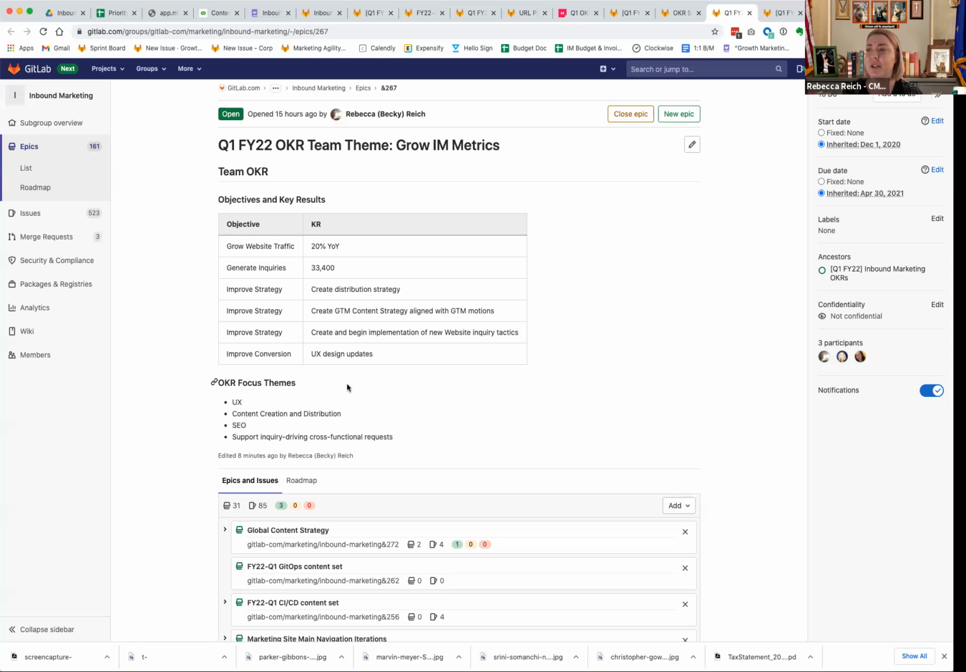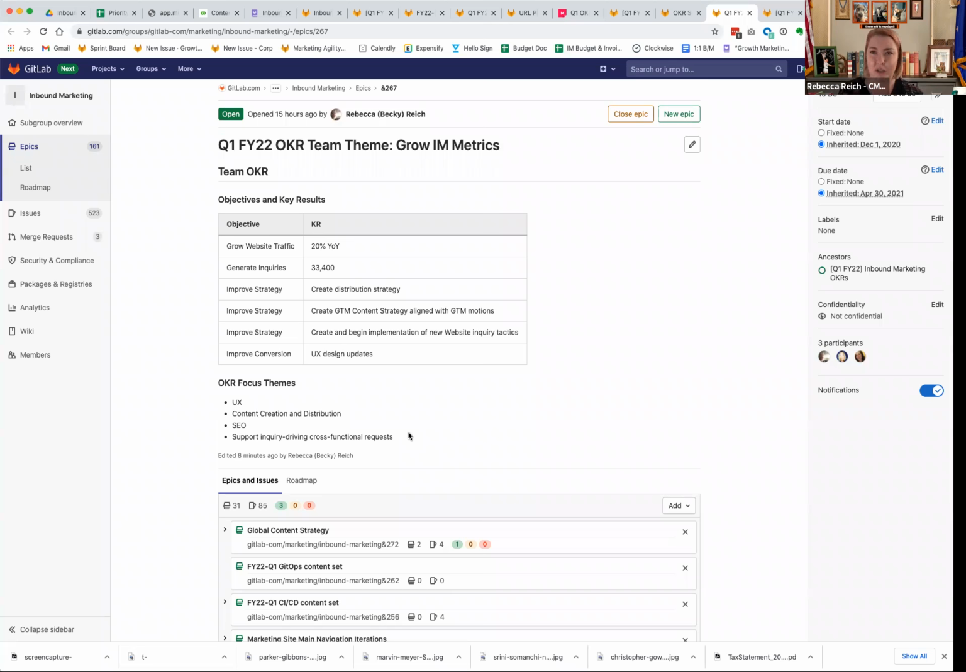Everything under here is another OKR, but they are nestled under one epic to make it easier. So then we have these focus themes here: UX, content creation, distribution, SEO, and then support inquiry driving cross-functional requests. So instead of having a support cross-functional requests epic like we did last time, we've now separated these out to say, okay, these cross-functional requests actually align really well with our goals that we have in inbound marketing.